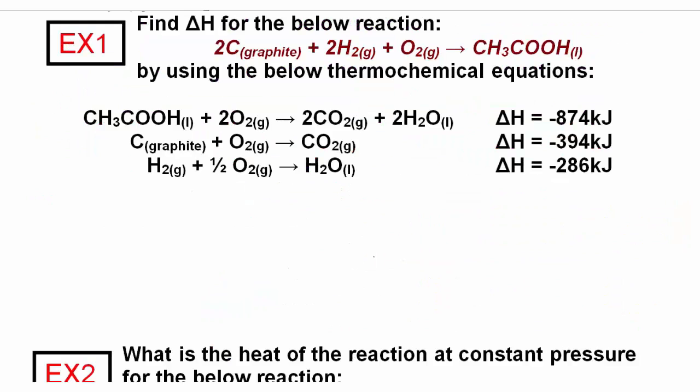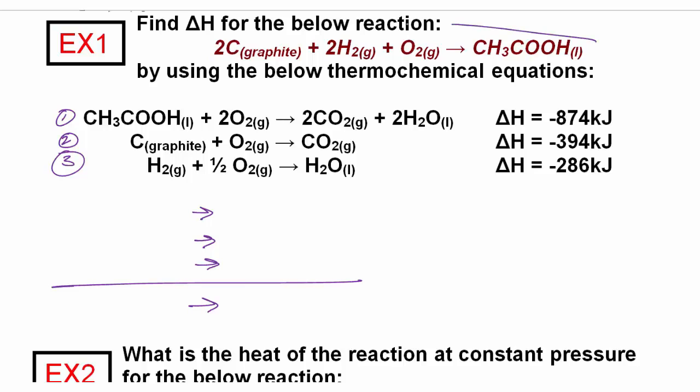Find the change in enthalpy for the below reaction by using the below thermochemical equations. So this is a great example of Hess's law. We have 3 equations. See what you've got to do to each thermochemical equation so that when you add them up, you will get this answer. So that should match down there.